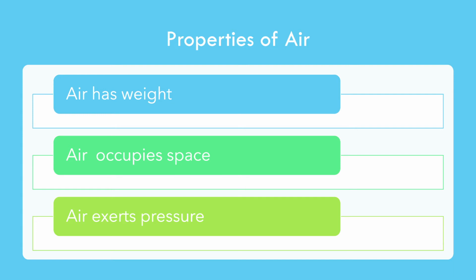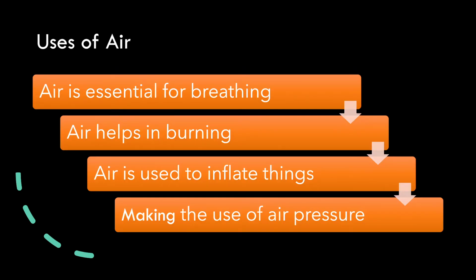Third one, air exerts pressure. Air exerts pressure on surfaces with which it comes in contact. Now, next, what are the uses of air? Air is essential for breathing. Next, air helps in burning. Air is used to inflate things. Fourth, making use of air pressure.